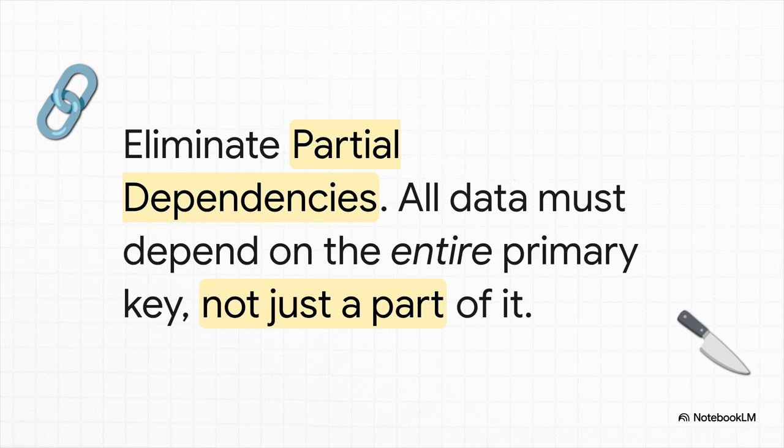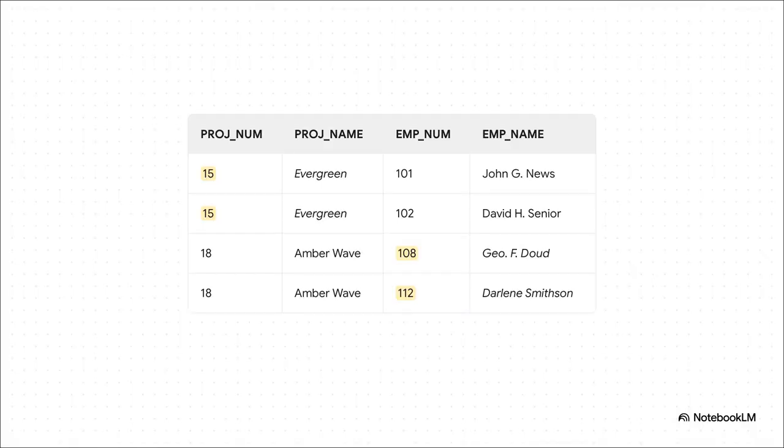In our table, since neither the project number nor the employee number is unique by itself, the key is the combination of both. 2NF says nothing in that row should depend on just one part of that key. And here's the issue. The project name, Evergreen, only depends on the project number, 15. It has nothing to do with the employee. And likewise, the employee's name and job class only depend on their employee number. These are called partial dependencies, and they are the root cause of all that repeated data.